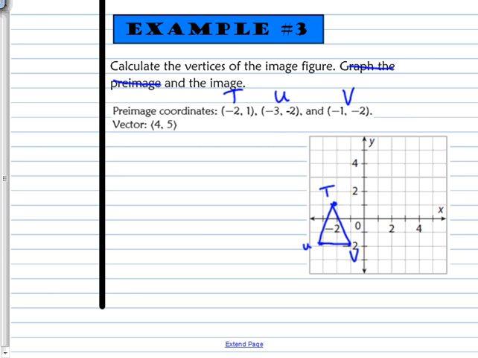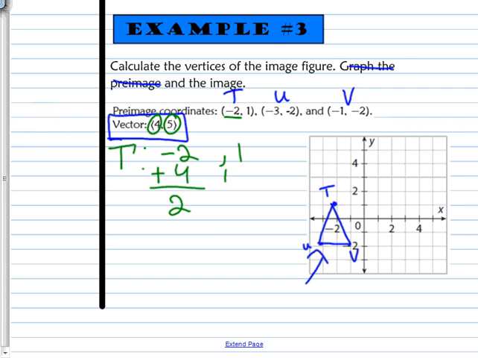So I know this is my starting point right here. I have my starting point, and now I have my vector, and it tells me which direction and how much to move. So you take the points of the pre-image, apply the vector, and you'll have your new points. So for example, T prime is what I'm looking for. T was a -2 x coordinate, and then a 1 y coordinate. Well, my vector is 4, 5. So I'm going to add 4 to the -2, and -2 plus 4 is 2. And I'm going to add 5 to the 1. That gives me 6. So T prime is 2, 6.